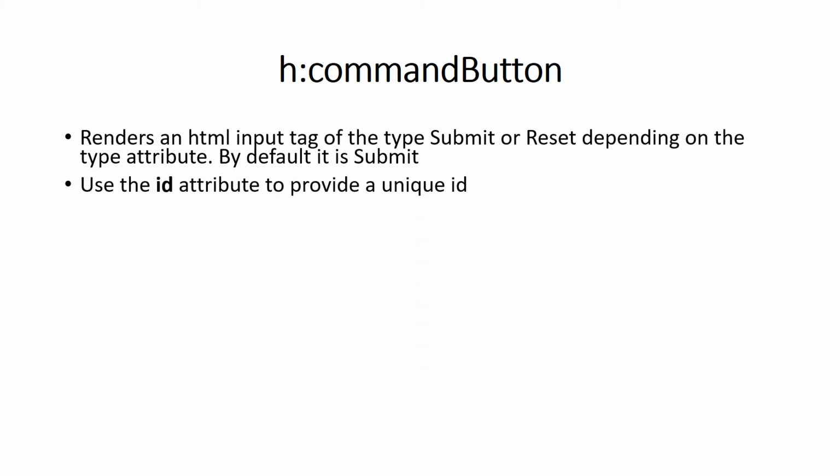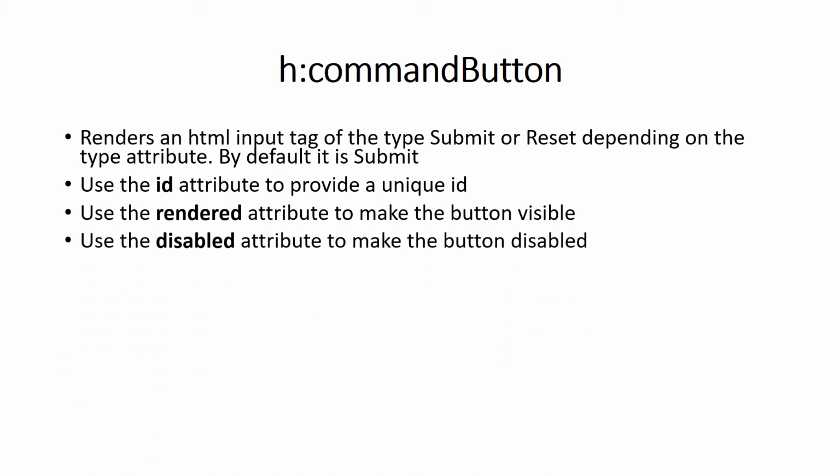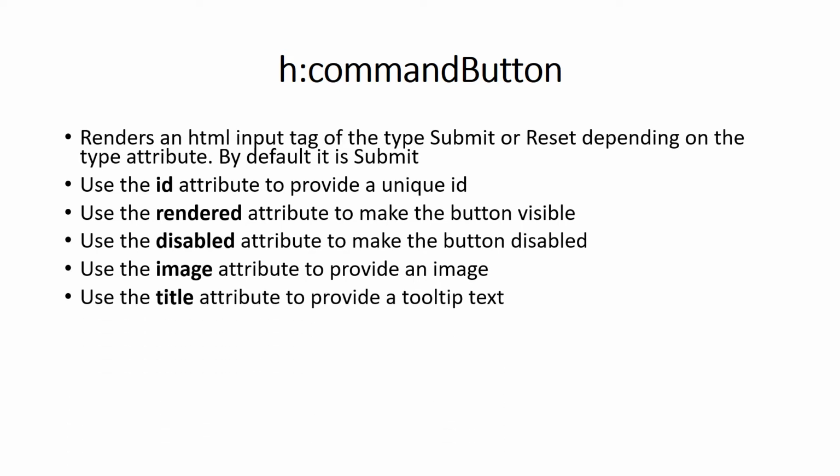Use the ID attribute to provide a unique ID. Use the rendered attribute to make the button visible. If the rendered attribute is true, the button is visible. If it is false, it is invisible. Use the disabled attribute to make the button disabled. Use the image attribute to provide an image. Use the title attribute to provide a tooltip text.